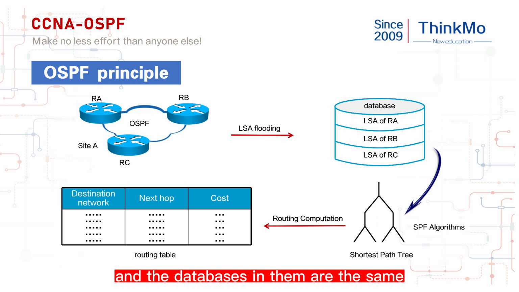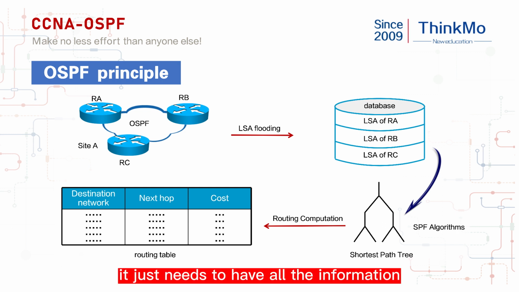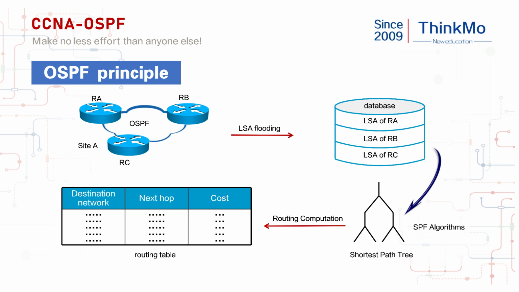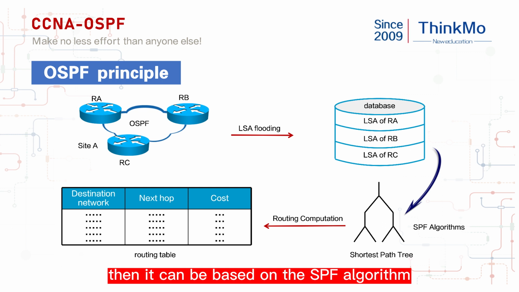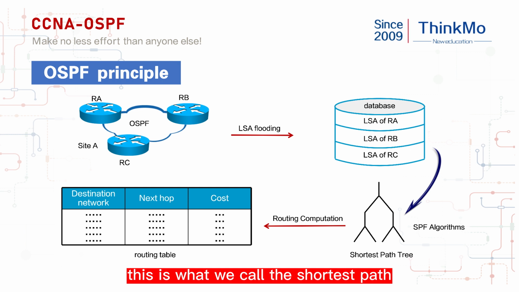And the databases in them are the same. It also looks like a barrel. For a device, it just needs to have all the information. Then it can, based on the OSPF algorithm, calculate the number of shortest paths. This is what we call the shortest path.